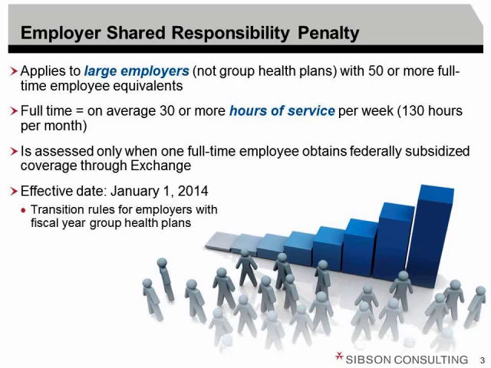So let's start with what the employer's shared responsibility penalty is. In essence, this is the part of the Affordable Care Act that obligates employers to cover their employees or pay a penalty. This applies to large employers, and the law has defined large employers as those with 50 or more full-time employee equivalents. By full-time, they have defined that as 30 or more hours of service per week or 130 hours of service per month. And there are various look-back rules and ways to go about measuring that, and we'll talk briefly about those.